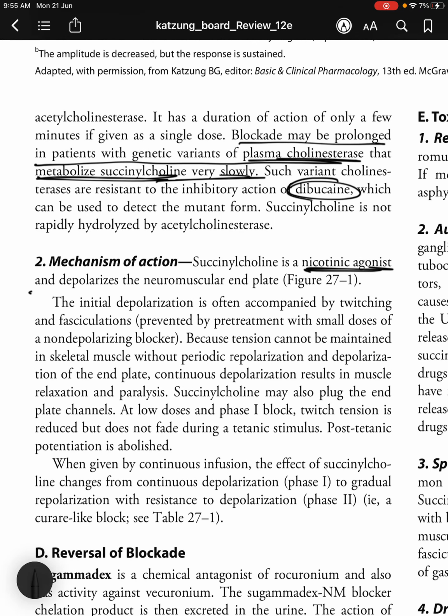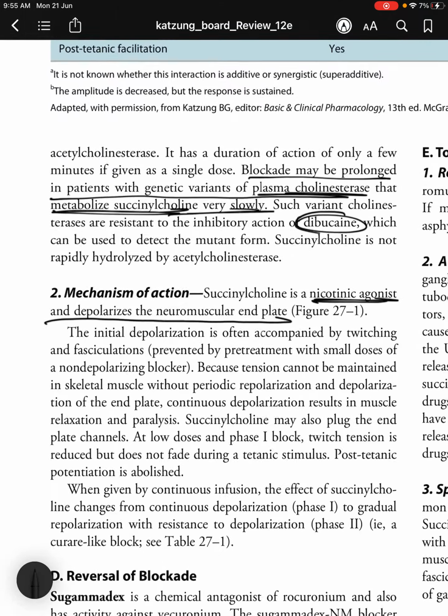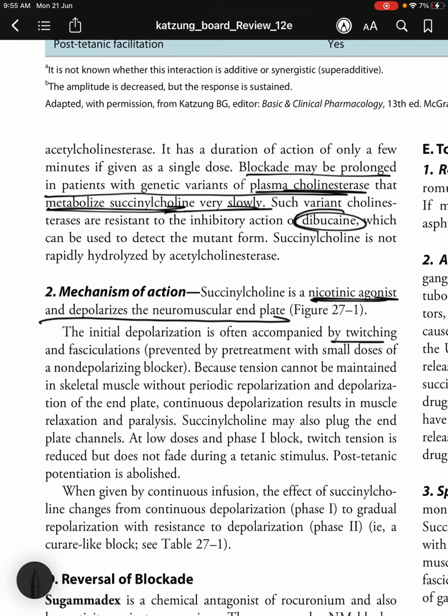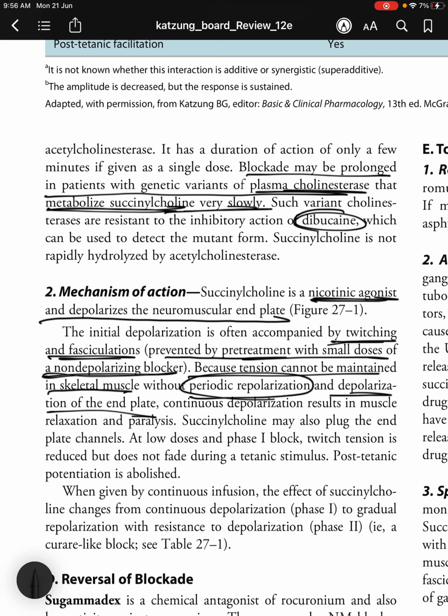Coming to the mechanism of action, it is a nicotinic agonist and depolarizes the neuromuscular end plate. Okay, it is a nicotinic agonist and acts by persistent depolarization. So the initial depolarization is often accompanied by twitching and fasciculations, prevented by pre-treatment with small doses of a non-depolarizing blocker. Because tension cannot be maintained in skeletal muscle without periodic repolarization and depolarization, continuous depolarization results in muscle relaxation and paralysis. So succinylcholine may also plug the end plate channels.